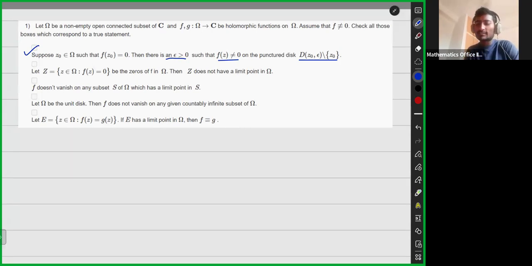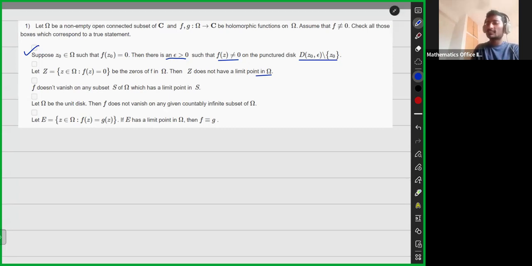Now what about the second option? Let Z be the set of zeros of f, those elements of omega where f is 0. Then Z does not have a limit point inside omega. So they do not have a limit point inside omega. If they have a limit point inside omega, what happens? f is completely 0.